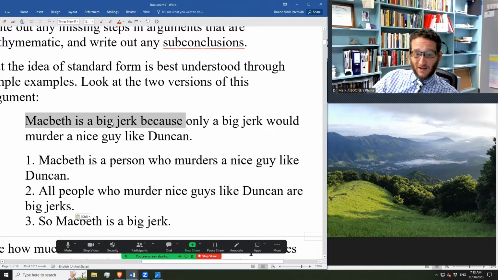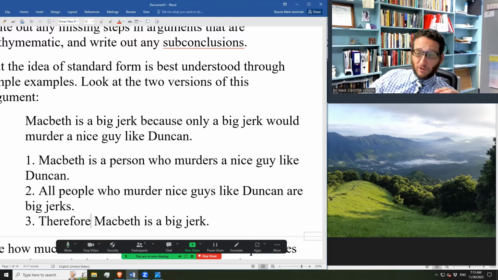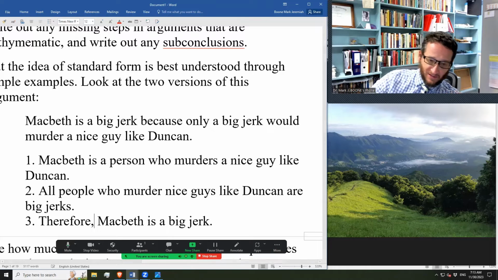We've written the conclusion last. Macbeth is a big jerk. We've added a "so." We could have just as easily said "therefore." Therefore and so are the standard conclusion indicators that you should have as a rule when you write out the conclusion of an argument in standard form. And when you write it last, also, I think it's much better if you have a comma there.